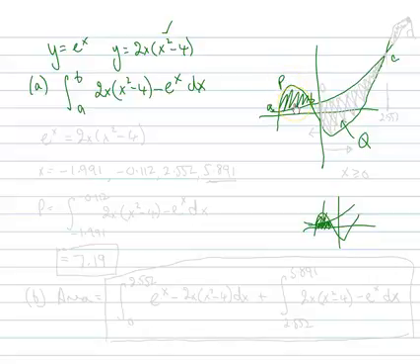Okay, so let's first of all figure out what those points of intersection are. The points of intersection are when the two functions are equal, so e to the x equals 2x times (x squared take 4). Plug it into your calculator, and you'll get values of x equals minus 1.991, minus 0.112, 2.552, and 5.891.